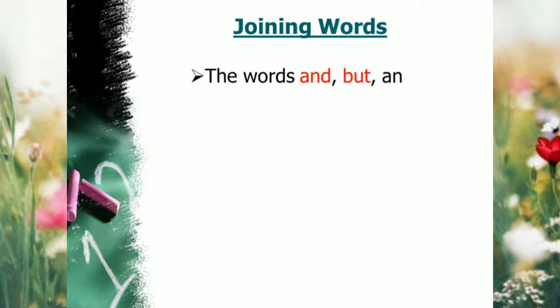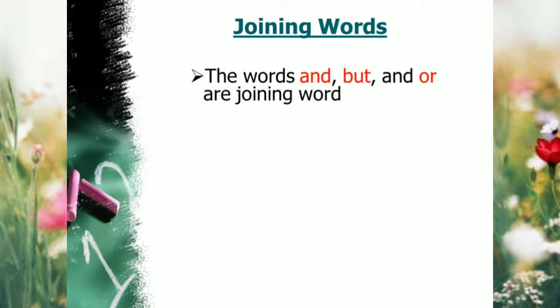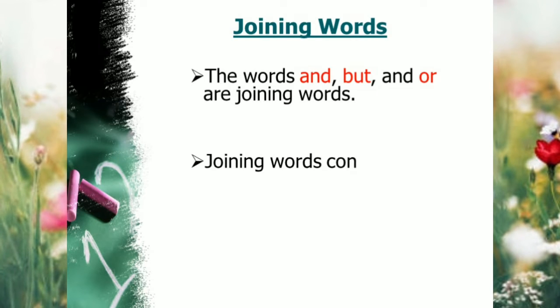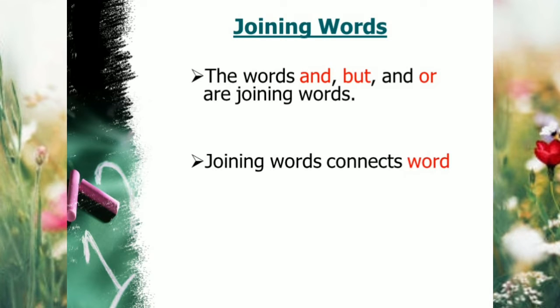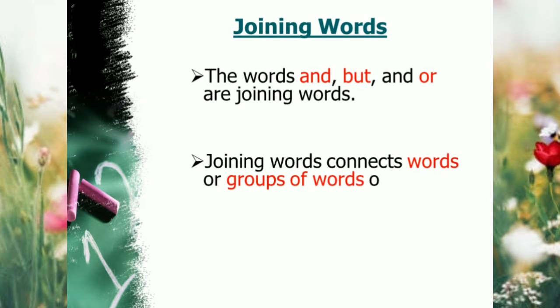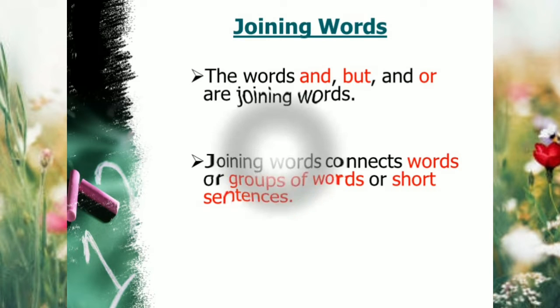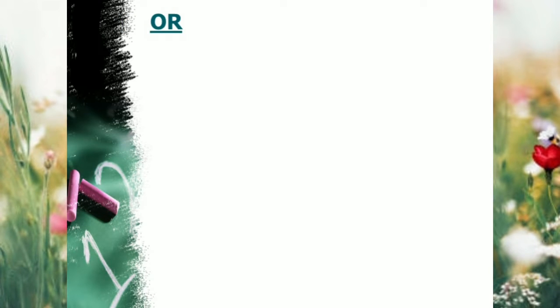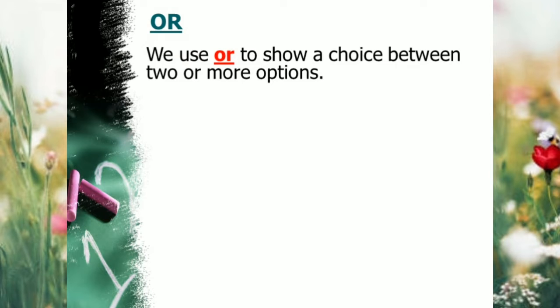So the words and, but, or are joining words. Joining words connect words, or groups of words, or short sentences. As I already mentioned, you can also call it a combining word or conjunction in the English language. It will be very clear with the following examples. First, we will learn about or. We use or to show a choice between two or more options.